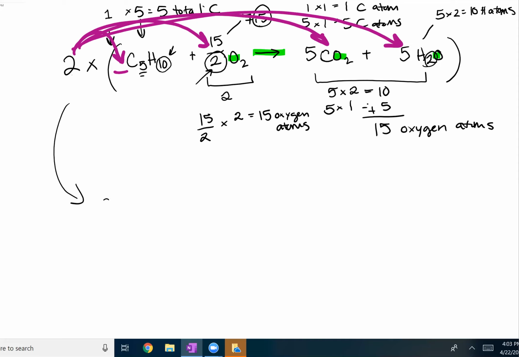So I'll have 2 pentane molecules plus 15 oxygen molecules will produce 10 carbon dioxide molecules and 10 water molecules. And now I have a balanced equation.